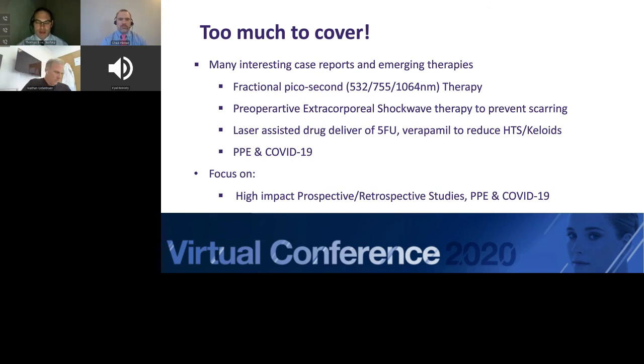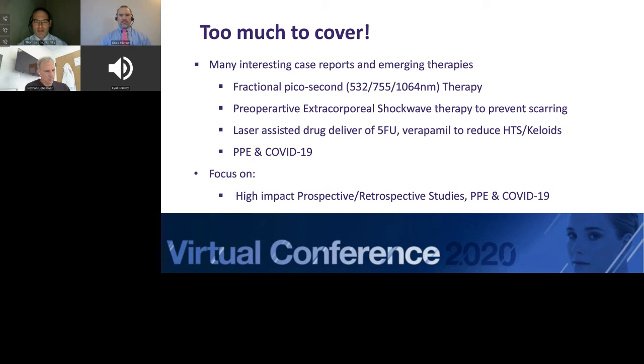Moving on, there's some new research put out looking at preoperative extracorporeal shockwave therapy to help prevent scarring. So if we know that there's going to be a surgical procedure, something we can plan for, is there a way to prepare the skin in a way that it may be less susceptible to scarring?